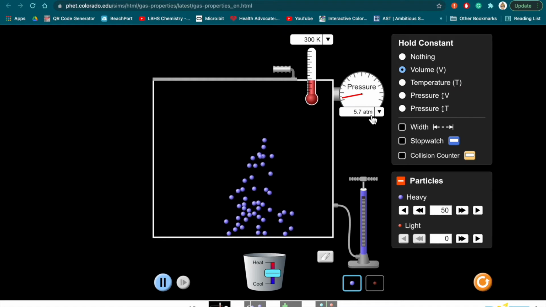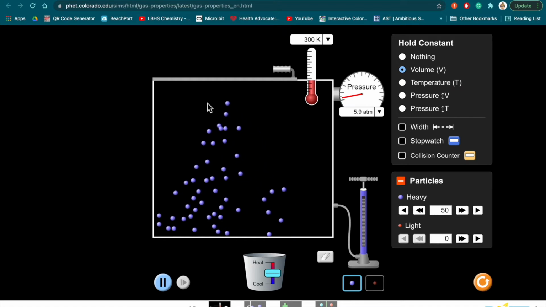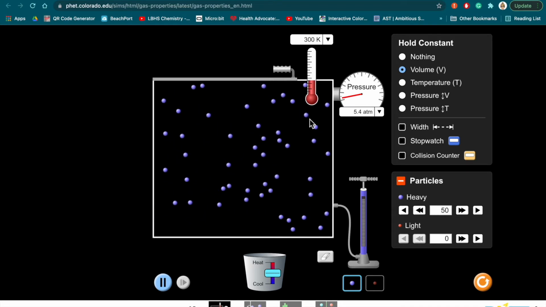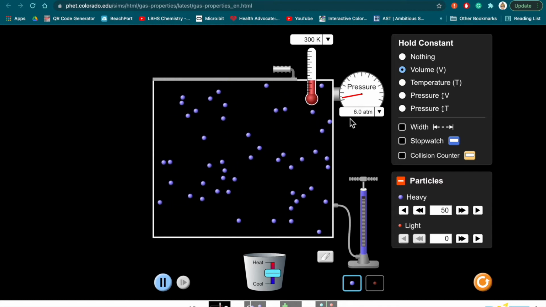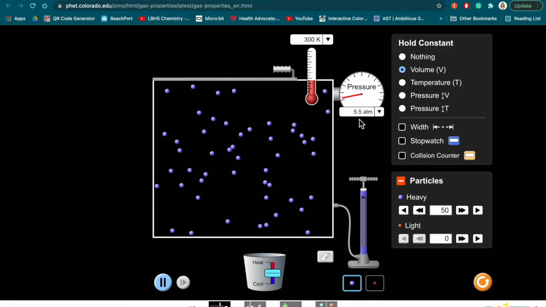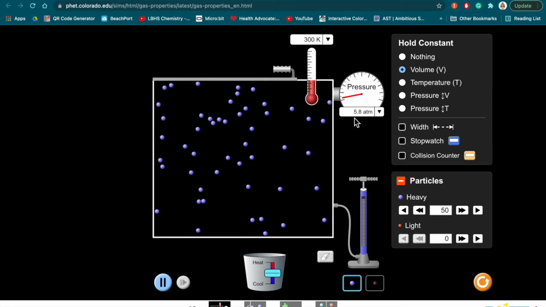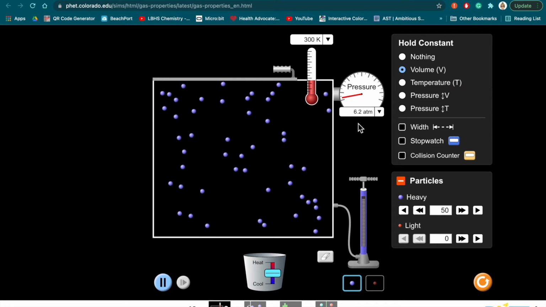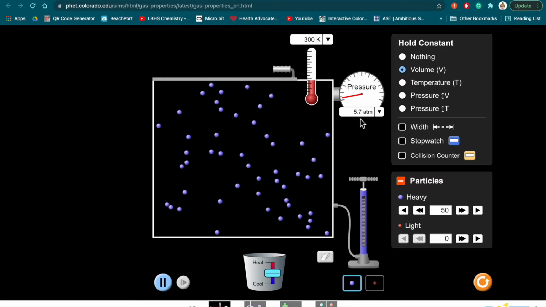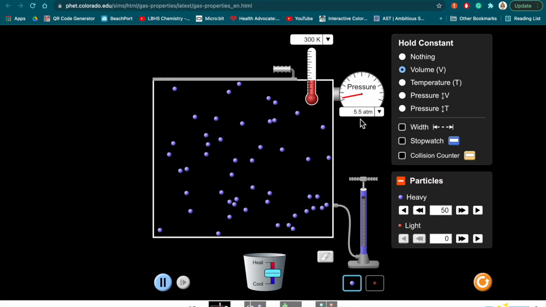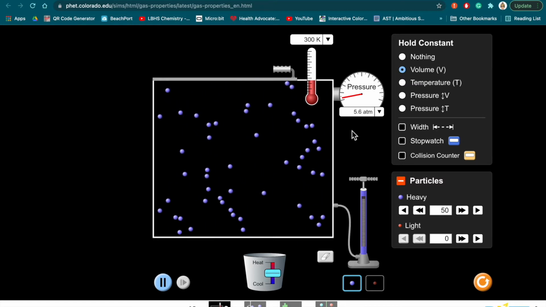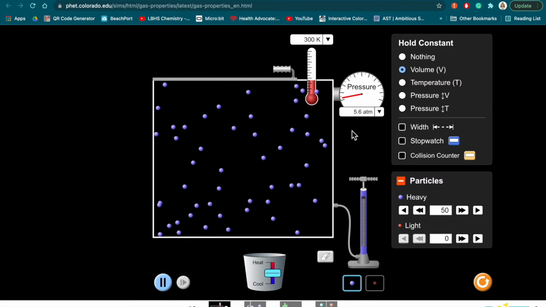I'm going to read the pressure here. You want to let this equilibrate. So as it's moving around, you'll notice that the pressure is changing as the particles are moving. Try and pick something that's in the middle as an average. So I can see that the highest pressure I've seen here is 6.2, and the lowest pressure I've seen is roughly 5.4. So I'm going to pick something in the middle of that, and I'll write that down.